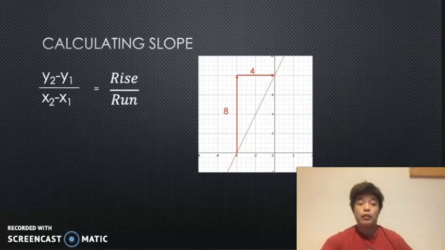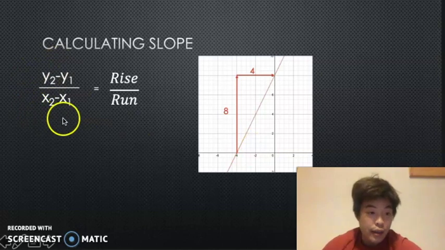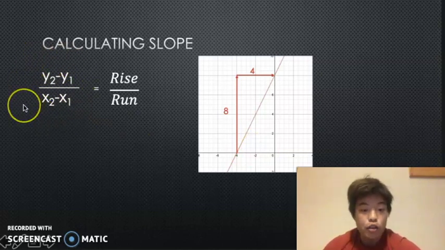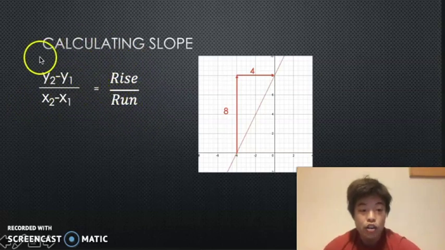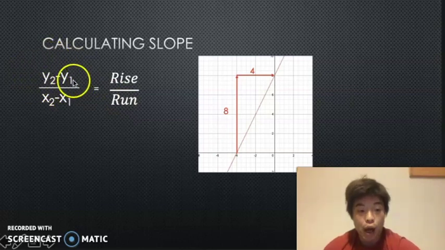Another way we can calculate slope is by using this equation, y2 minus y1 over x2 minus x1. Now this is the same as rise over run, it's just another way of looking at it. So this is the same as the change in y over the change in x. So let's look at this equation.